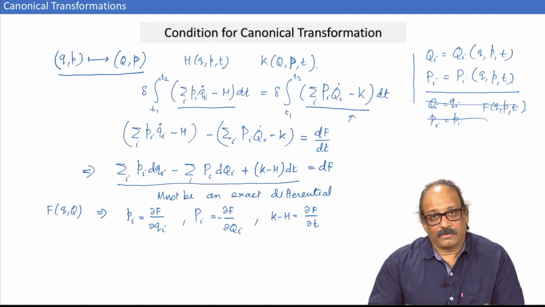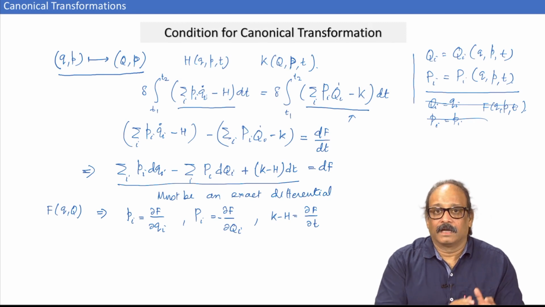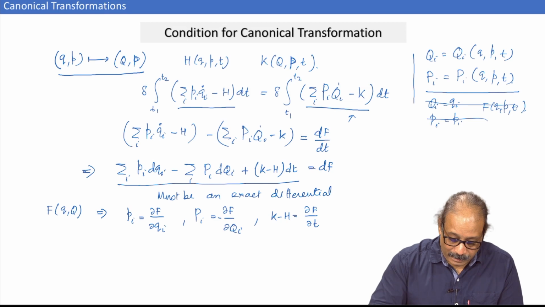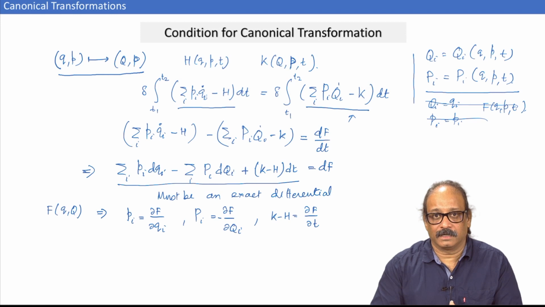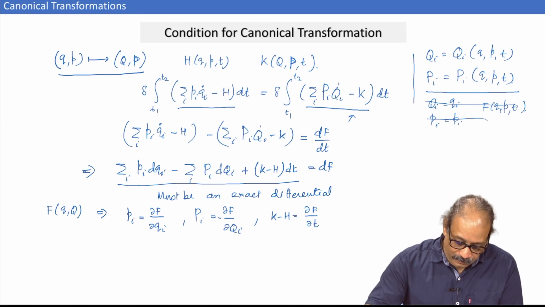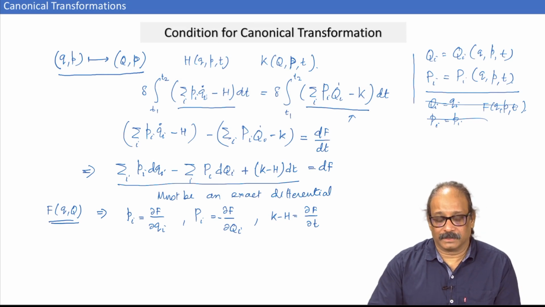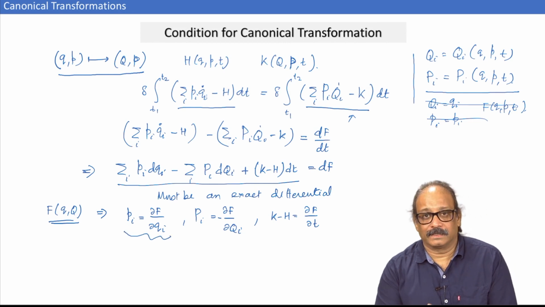Okay. Now you turn this around. What we started with was this. I have a canonical transformation. I derived a condition that some expression here is an exact differential of some F. Now let's invert the problem. Suppose I give you this. Okay, I give you this, and I give you this function.